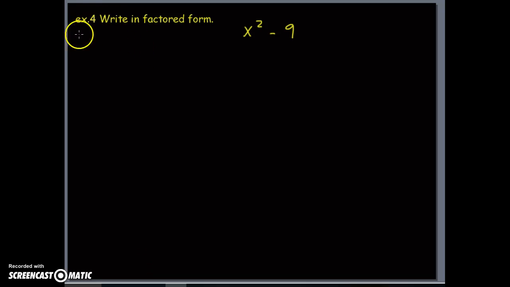Example number 4, and I want you to make a mental note of this example because this is a special type of example. This example is called a... no, it's not called a perfect square. It's called the difference of perfect squares. And you'll see why I say that after we've completed this example.